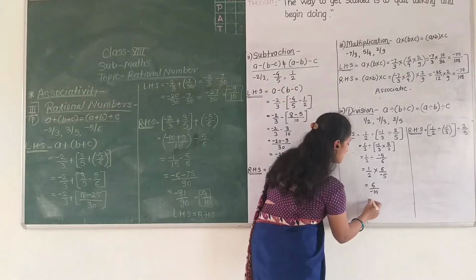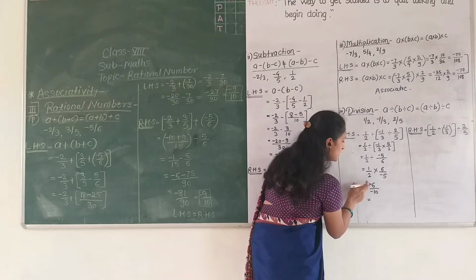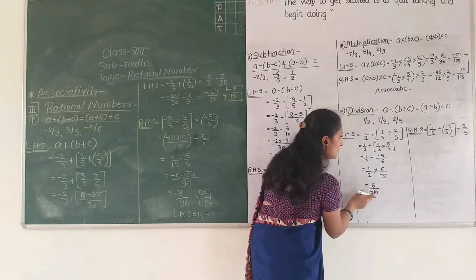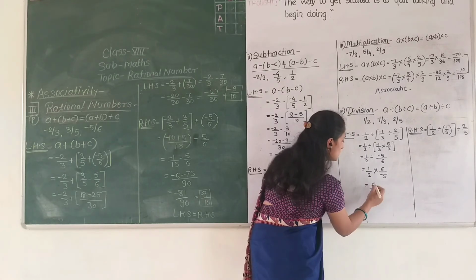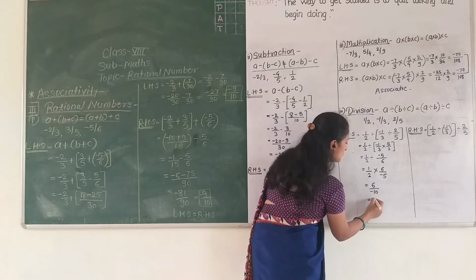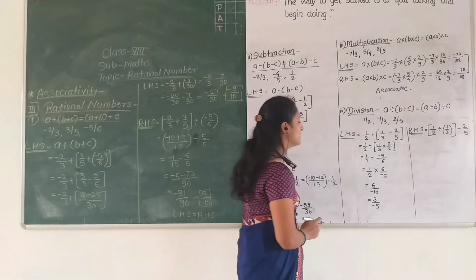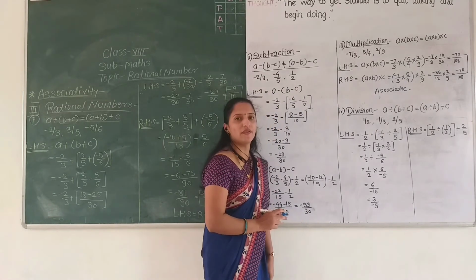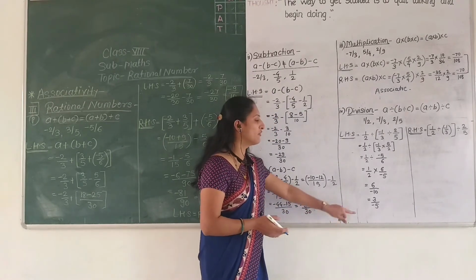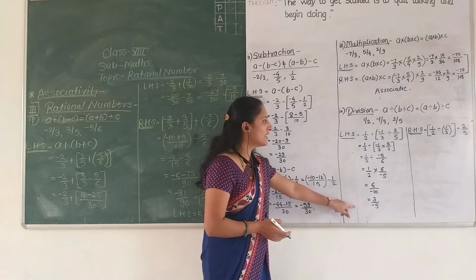So what is the simplest form of this? Okay, this 6 and 10 come in the table of 2. So I divide these two numbers, numerator and denominator, by 2. So for this we get 2 3s are 6 and 2 5s are 10. So my answer is negative 3 upon 5 or 3 upon negative 5. Okay. So this is our LHS.